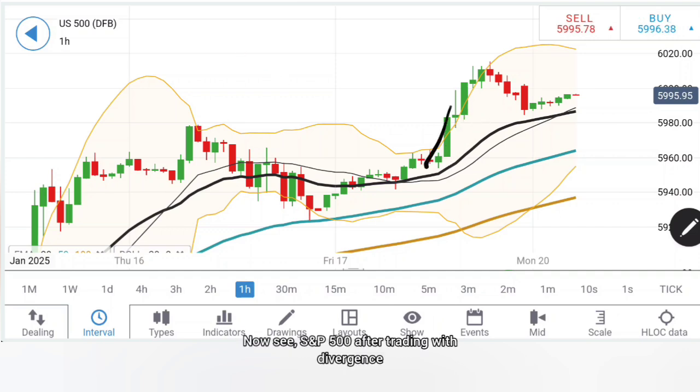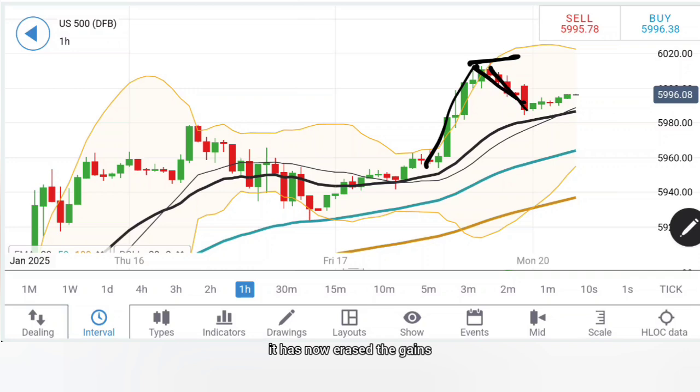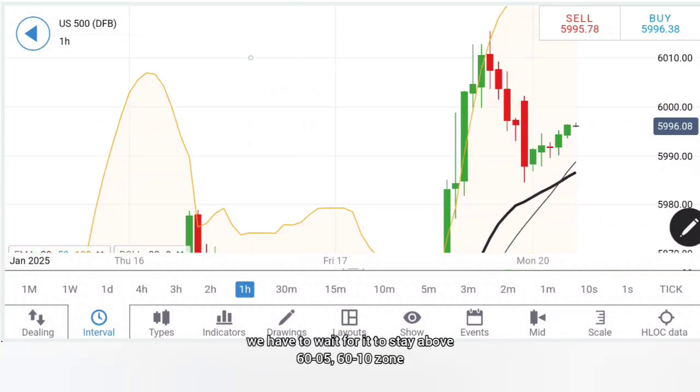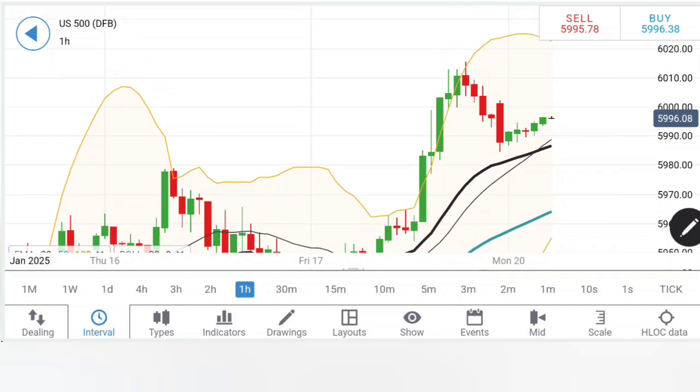Now see, S&P 500 after trading with divergence and strong bullishness till towards 6020, it has now erased the gains. And now see what is happening. It has started on a bearish note. It is just under retracement. We have to wait for it to stay above 60.05, 60.10 zone. That will be the confirmation of reversal. So if you see it is staying above 60.05, you can buy. Expect it to move towards 60.12, 60.20 zone, and beyond that we can look forward to a stronger rise here.